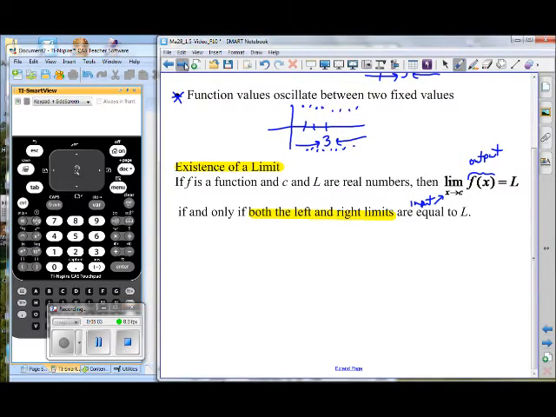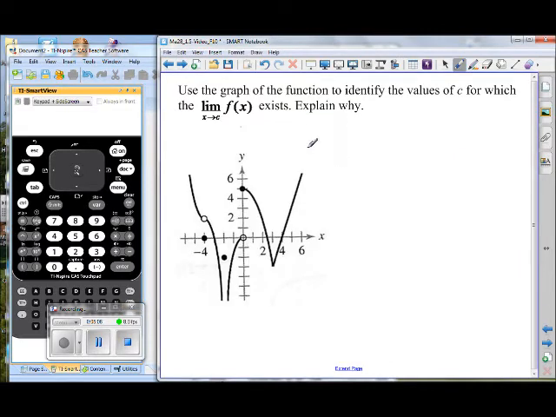Okay, let's take a look at an example of a problem here. We want to use the graph of this function. What we see in black, all the dots and everything, is a function f of x. We want to identify the values of c, which is some input value here, for which the limit of the output values exists.